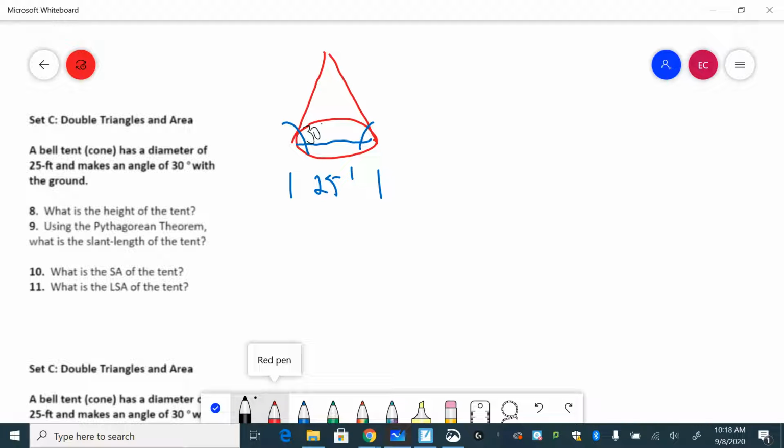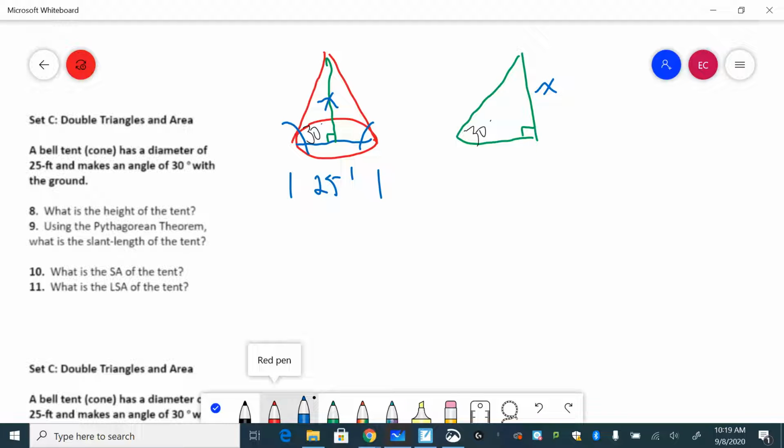So what you're going to want to do is cut this triangle exactly in half so that you're working with a right triangle. So I'm going to redraw this just using the right triangle part. So 30 degrees is still right here. It says, what is the height of the tent? So you're solving for x. So that x is over here, the height of the tent.